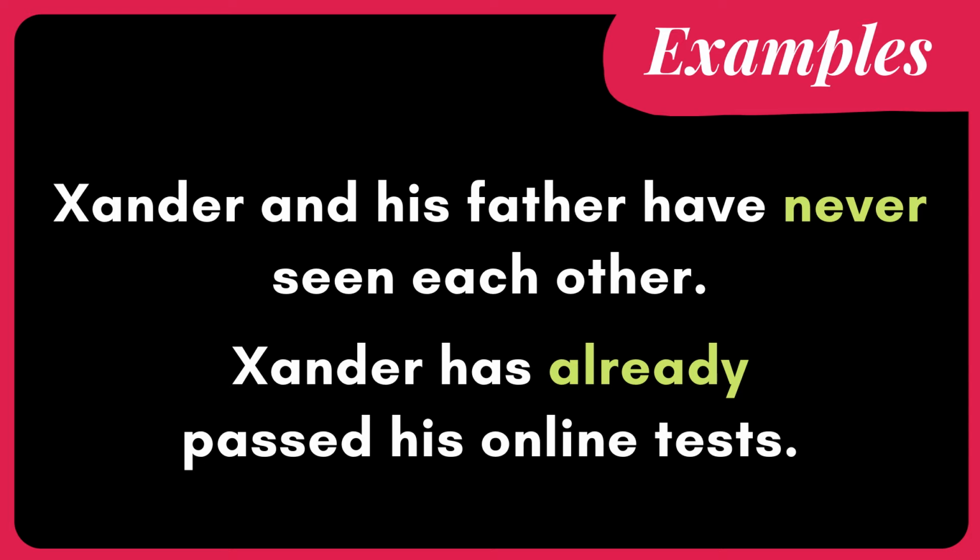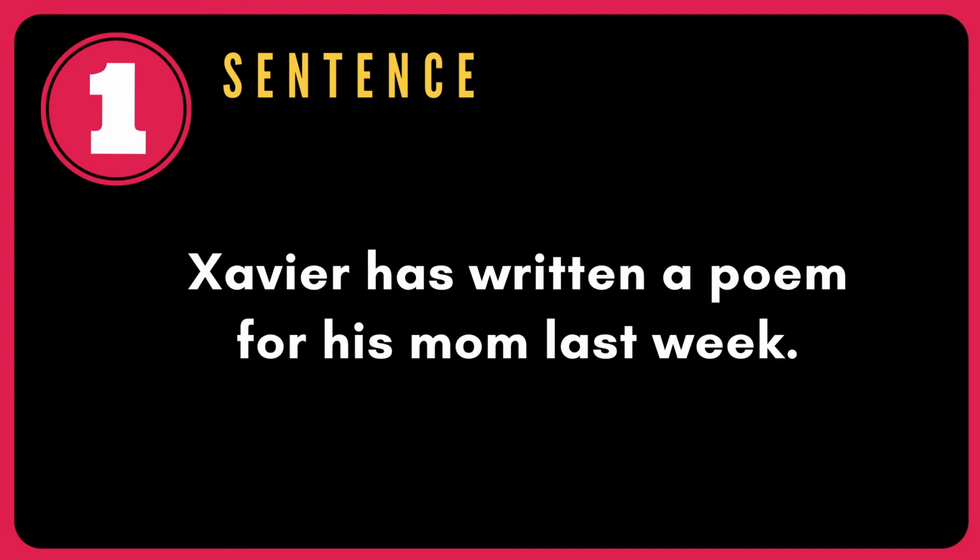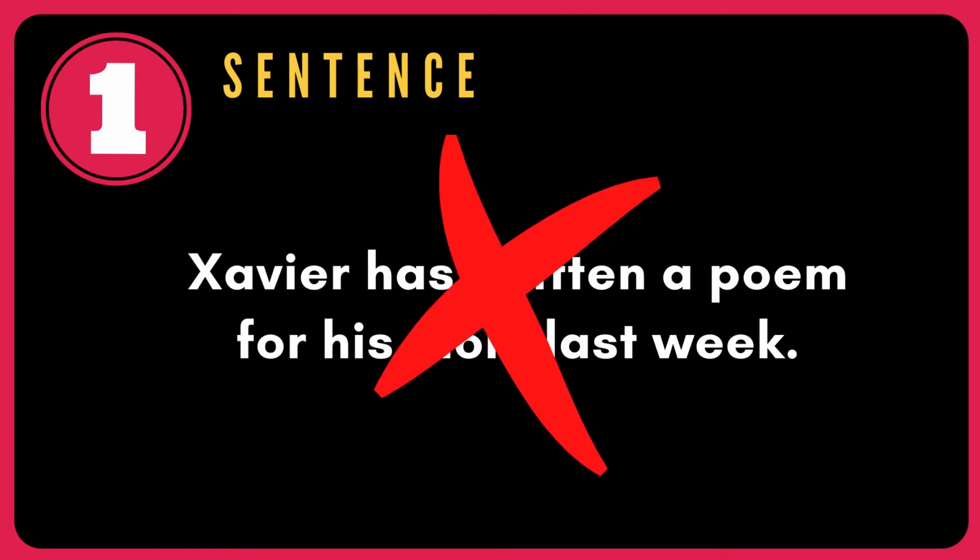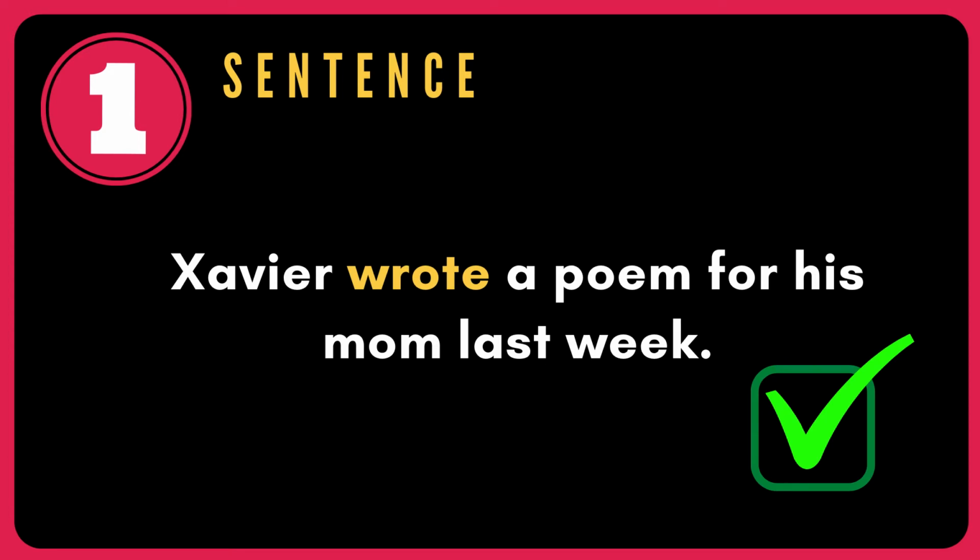Going back to our activity at the start of this video, we have the first sentence in present perfect tense. Savior has written a poem for his mom last week. This sentence is wrong. The time expression last week indicates that the action did not happen recently, so we cannot use present perfect tense for the verb. Instead, we should say, Savior wrote a poem for his mom last week.